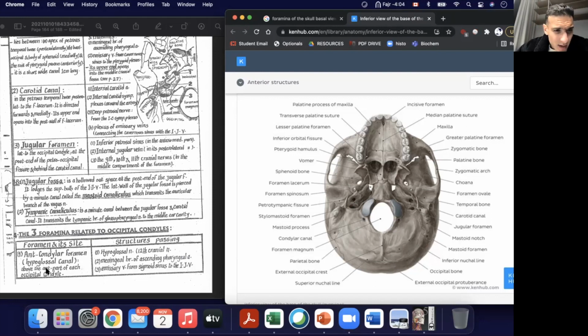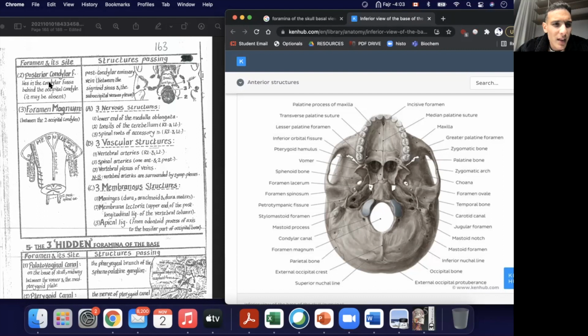And you have the hypoglossal canal. Where is that? They're not labeled here, but they're just on the anterior part of each occipital condyle, around this region right here. They're the hypoglossal canals. And the posterior condylar foramen, here and here. Posterior condylar, hypoglossal, but they're not shown here. Then you have the foramen magnum. That's the largest foramen present in the skull, very large.